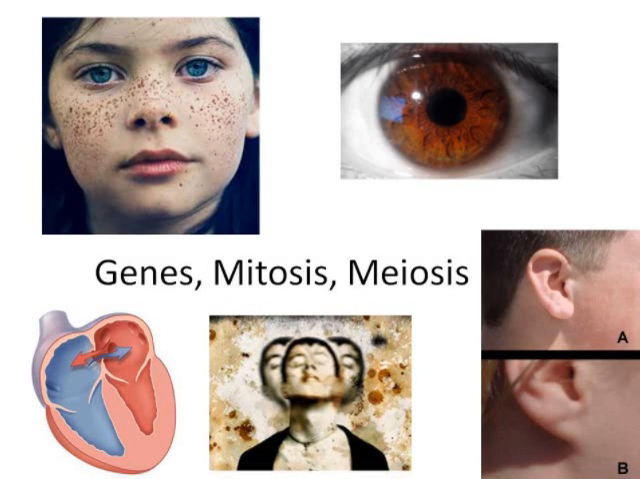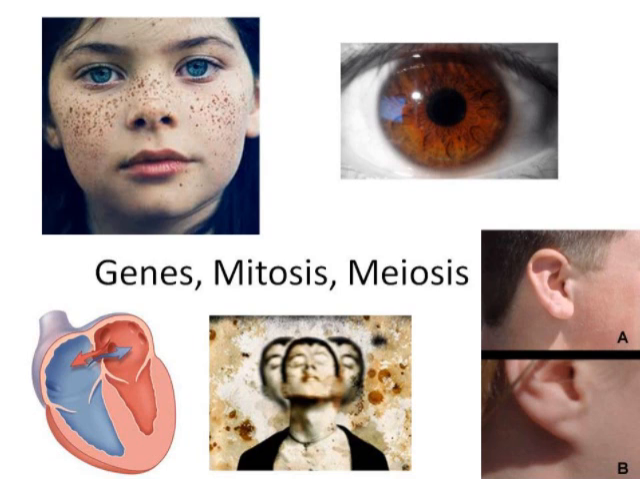Hello, I'm going to talk about genes, mitosis and meiosis. I'm going to try and help you understand how researchers might identify genes that are linked to diseases. I'm also going to specifically talk about genes for freckles, a gene for eye colour and a gene for earlobe shape.